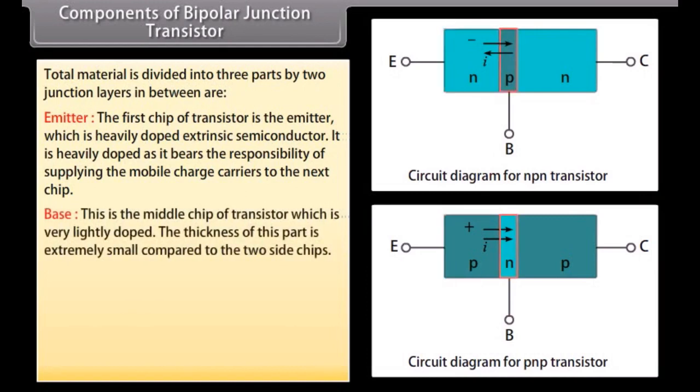Base. This is the middle chip of the transistor, which is very lightly doped. The thickness of this part is extremely small compared to the two side chips.